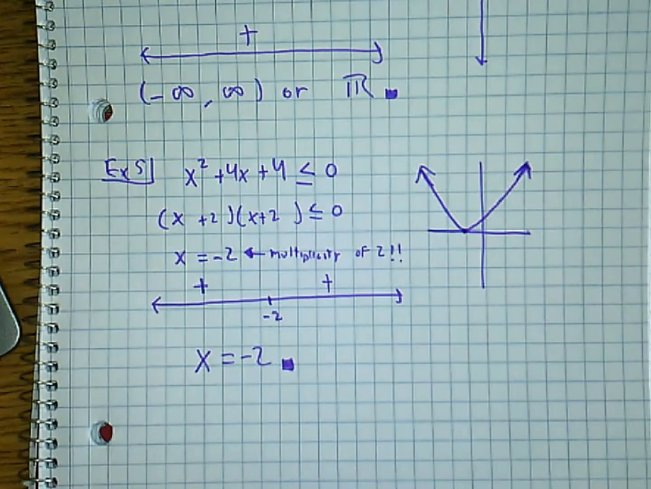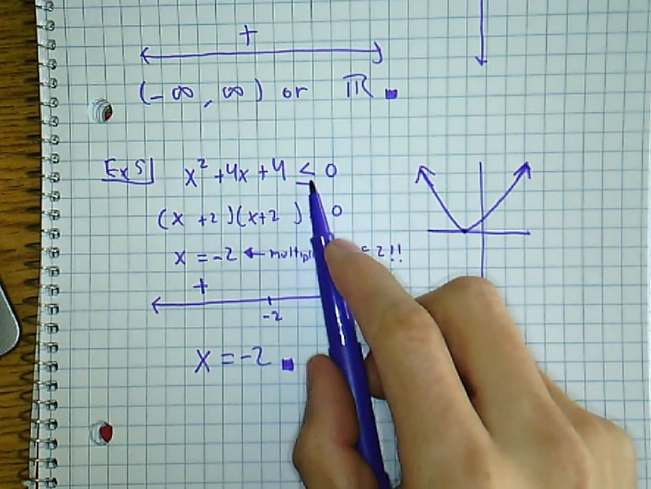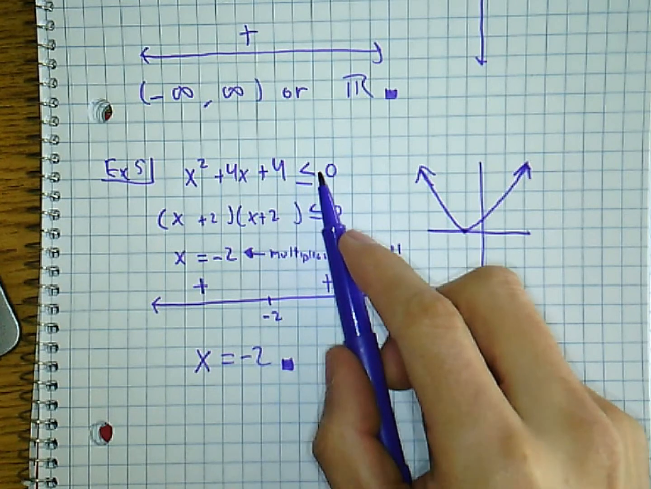And that's only because this says less than or equal to. Now, are you ever going to be less than? No. But since we are equal to 0 at one location, we have to include that solution.